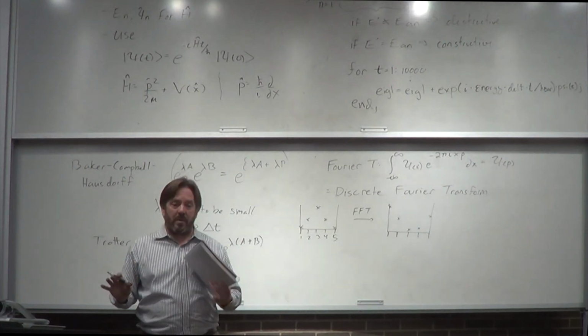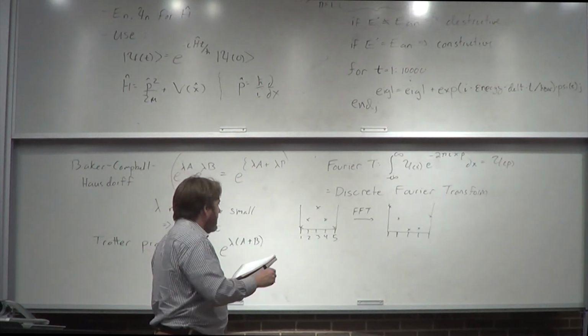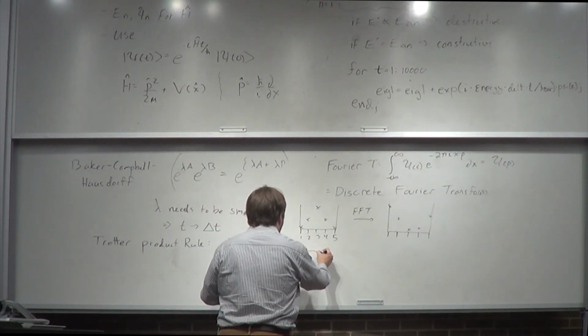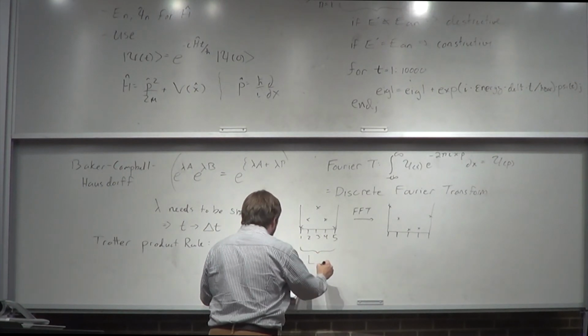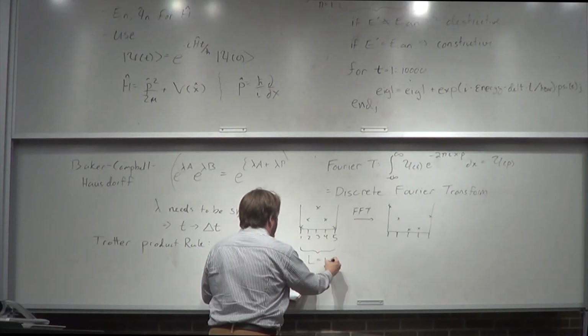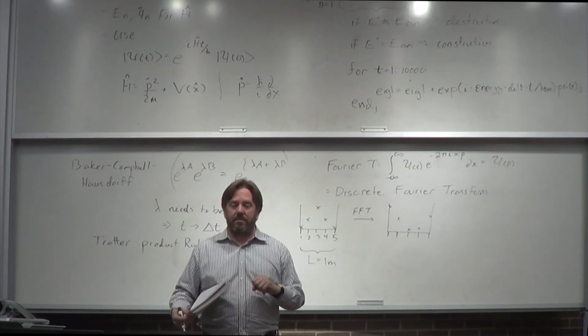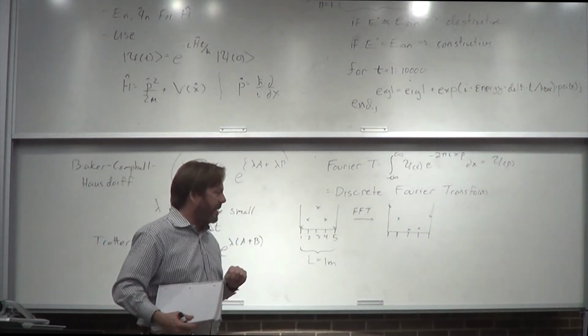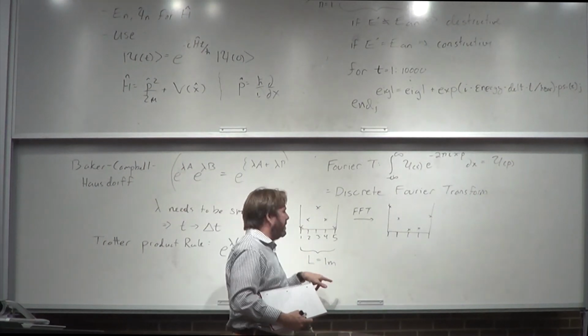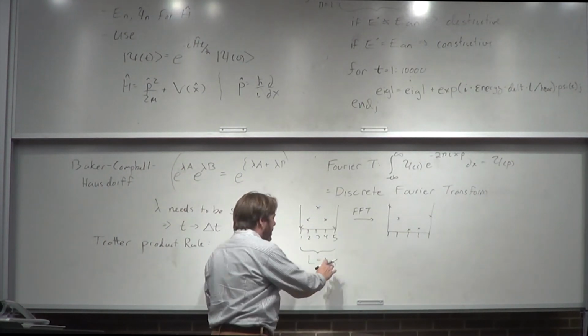Okay, but how do you interpret that? Now, here's the thing. Remember I said that this is going to be a 1 nanometer simulation. This is a particle in the box. The box is 1 nanometer wide, right? 5 points within that nanometer. That means my delta x is 1/5 of a nanometer.